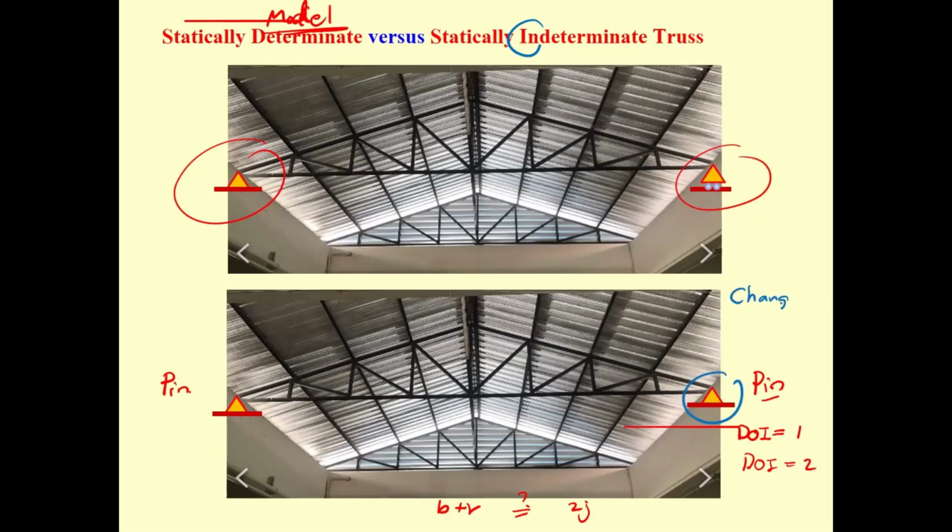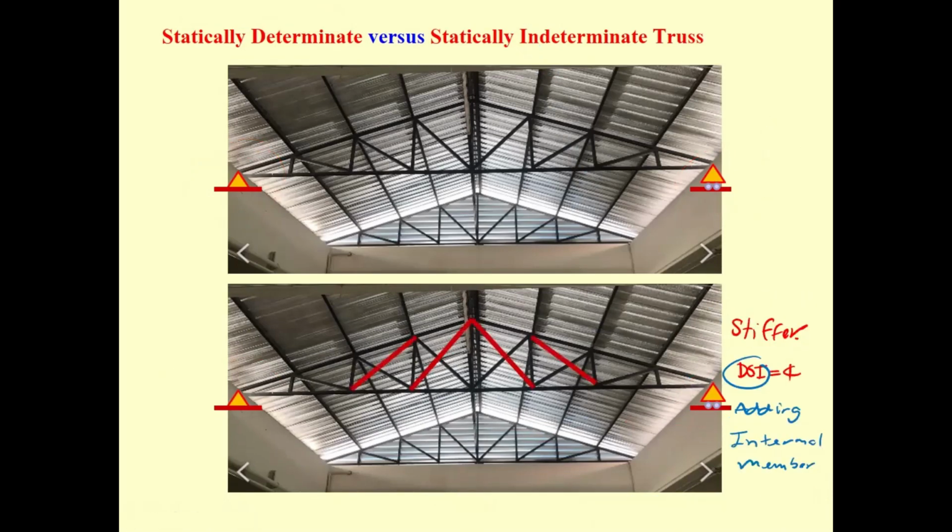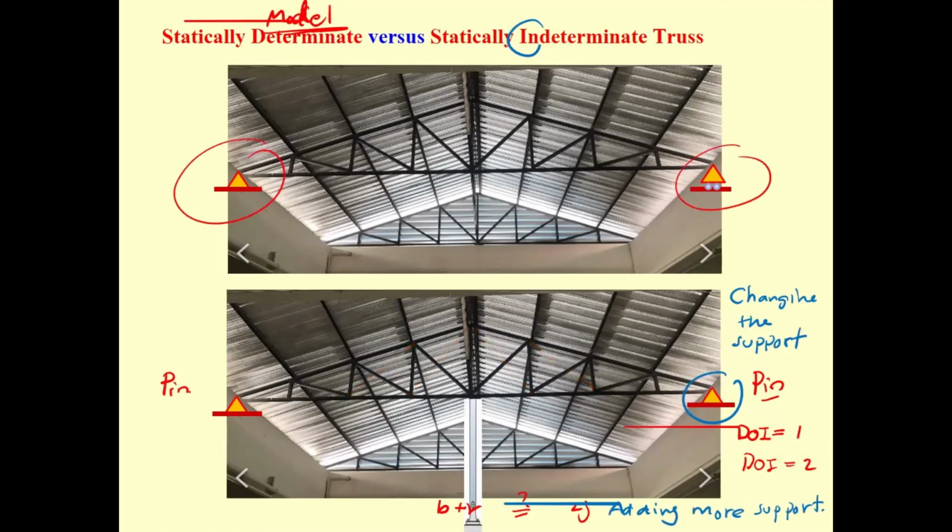or also by adding more supports. The way we do it over here, this one is opposite to this one: adding an internal member causes indeterminacy, while this one adds an external support to make the truss indeterminate. Okay, two things.